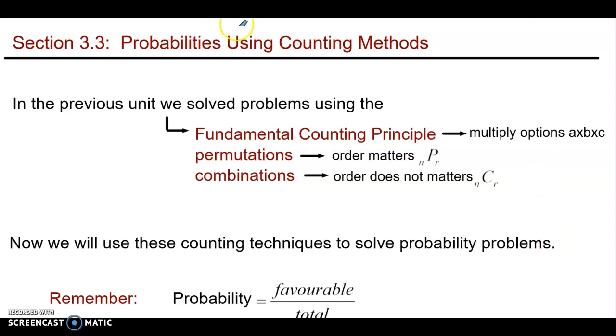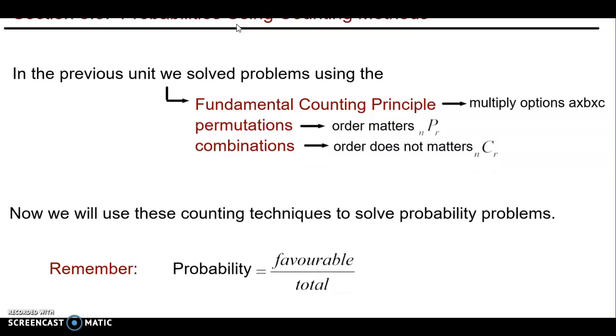Section 3.3, Probabilities Using Counting Methods. In a previous unit, we solved problems using the fundamental counting principle, where we multiply all options together to find our total possible outcomes. Permutations, we look at questions where order matters, and we use the formula nPr. And finally, combinations, questions where order does not matter, and we use the formula nCr. Now we will use these counting techniques to solve probability problems, keeping in mind that probability is our favorable outcomes divided by our total.